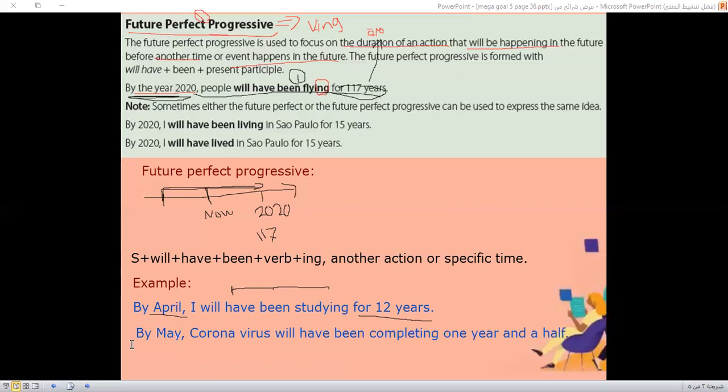So I have a specific time. Which one is going to happen first or already happened? This one. And it's going to finish also in the future, the first one. And then after that, we're going to have the month of May. The same thing here. I will have been studying for 12 years. This is the first one. The second one is going to be by April. Is it clear? Do you have any question? Do you think now it's easy? You can differentiate between both of them?